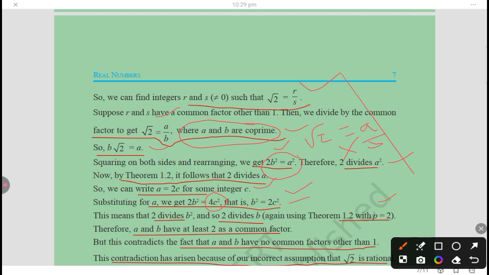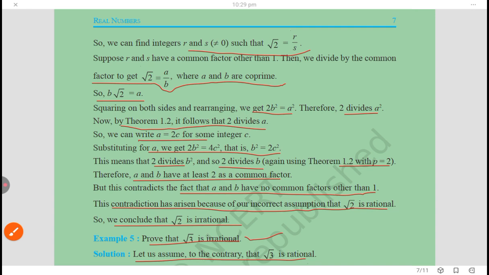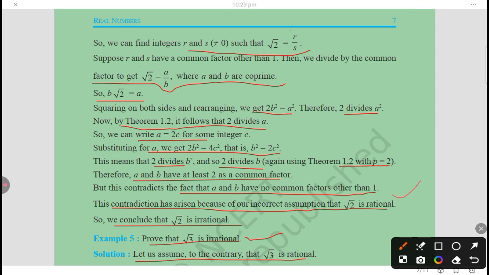Therefore a and b have at least 2 as a common factor. But this contradicts the fact that a and b have no common factor other than 1, because a and b are co-primes. So this contradiction has arisen because of our incorrect assumption that root 2 is rational. So root 2 is irrational. We conclude that root 2 is irrational.